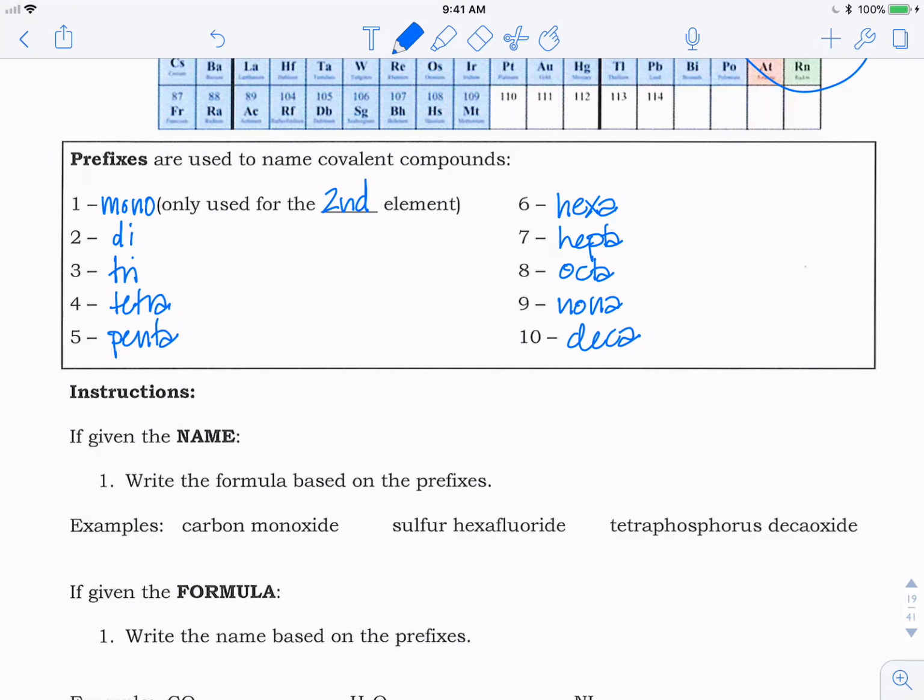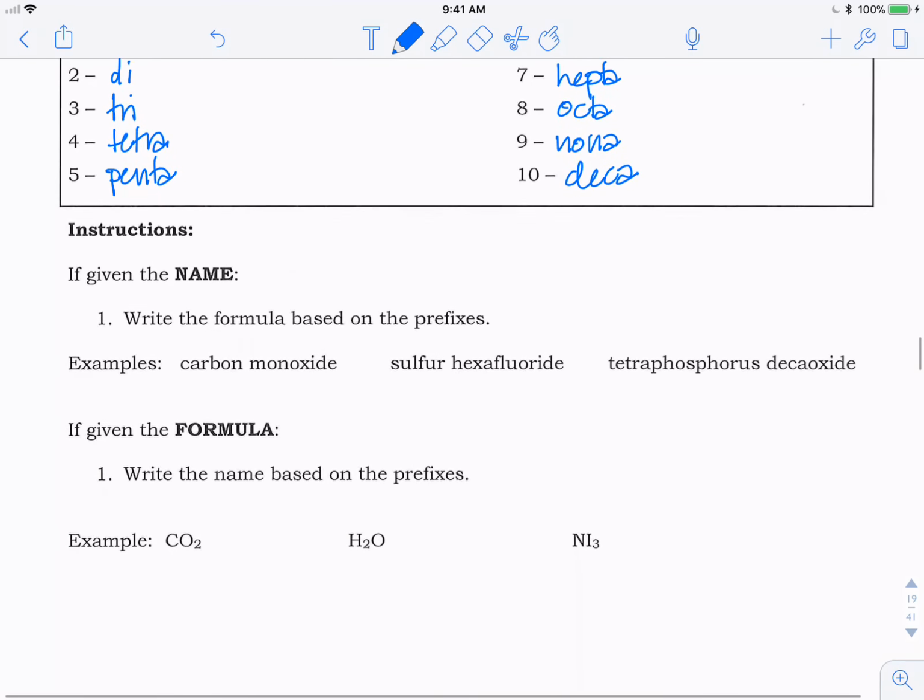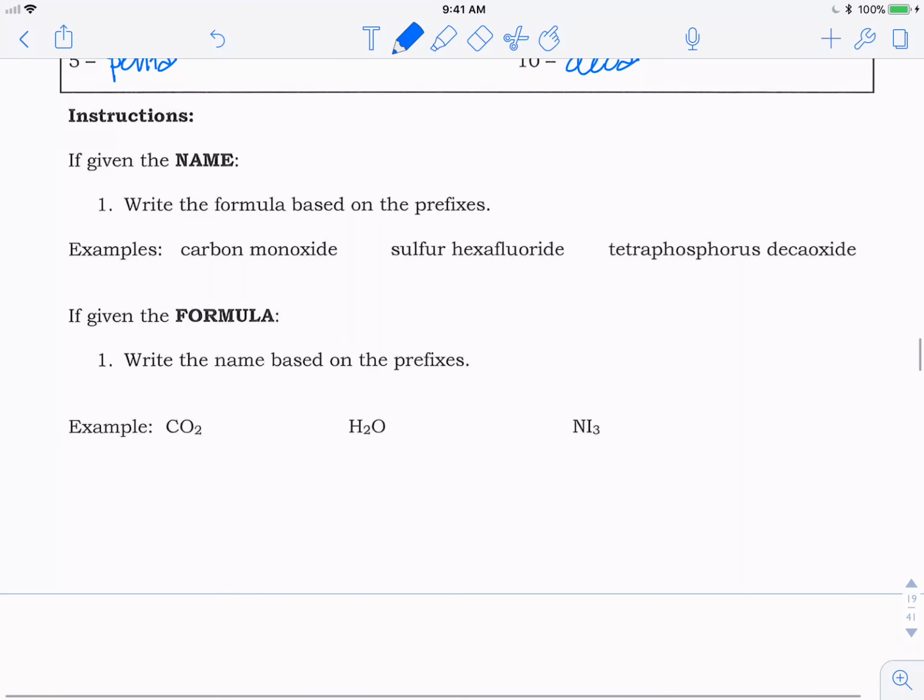So I think these are the easiest compounds to name because you don't have to do any math to figure this out at all. So if you're given the name and you need to write the formula, you have carbon monoxide. If there's no prefix in front of the first element, that means there's one of them. And it says monoxide, so that's just one oxygen.